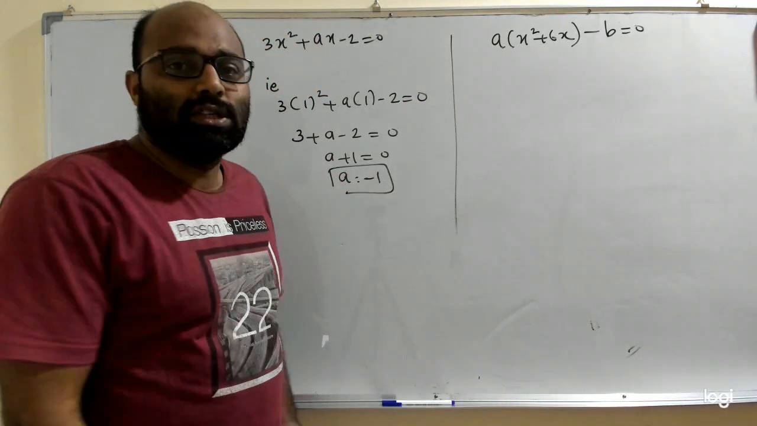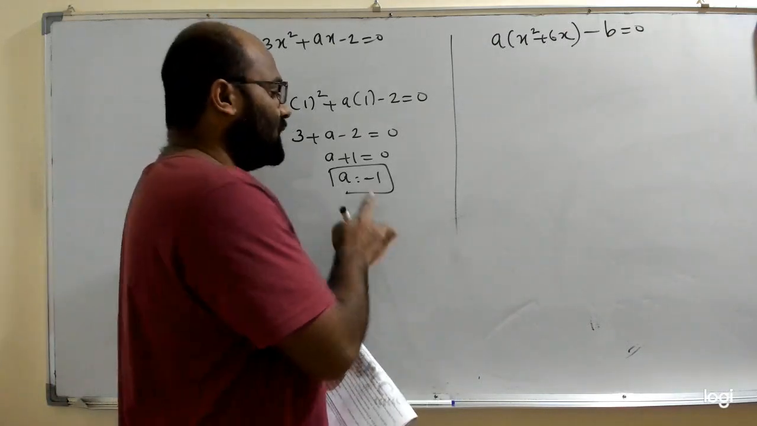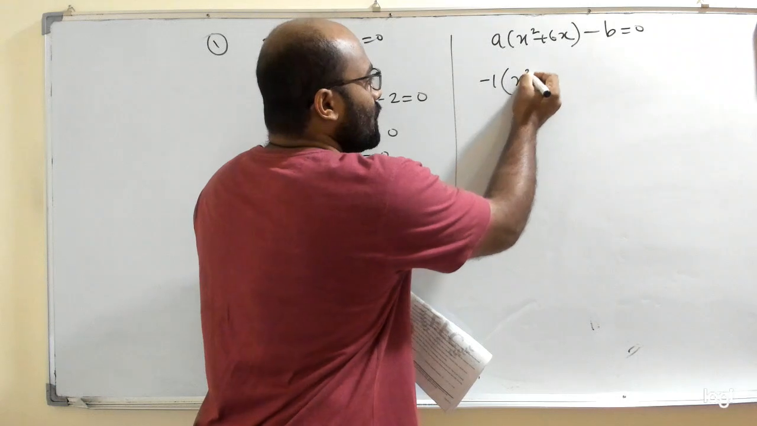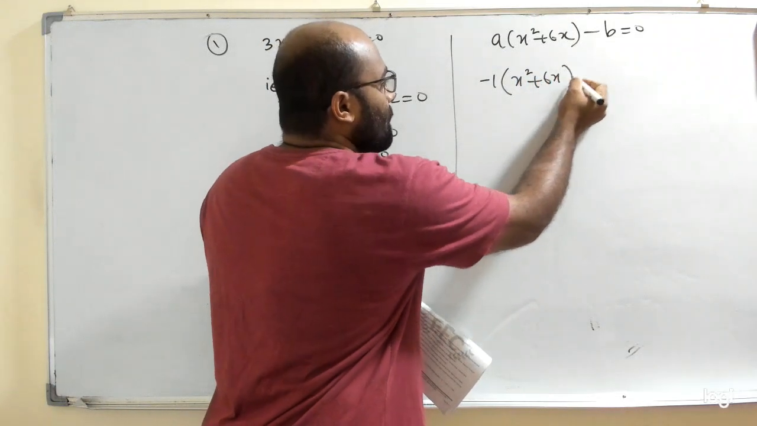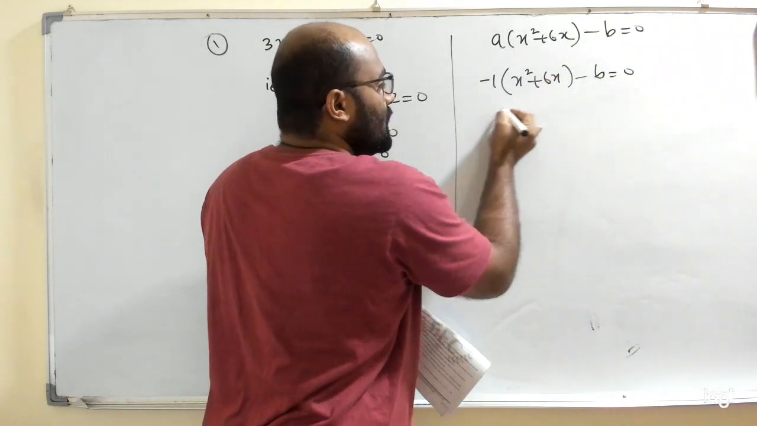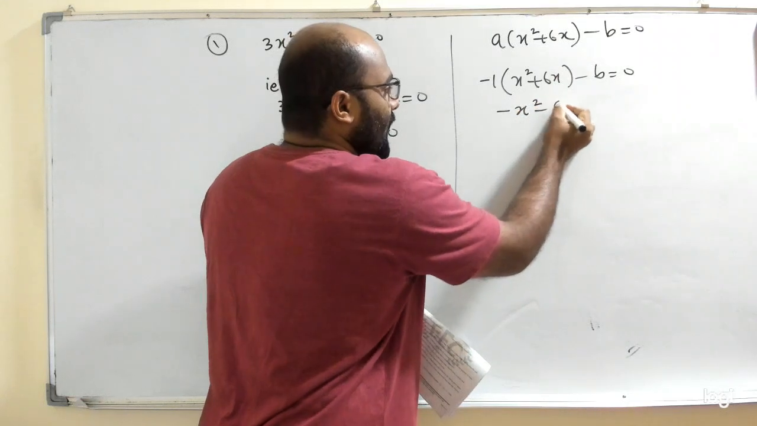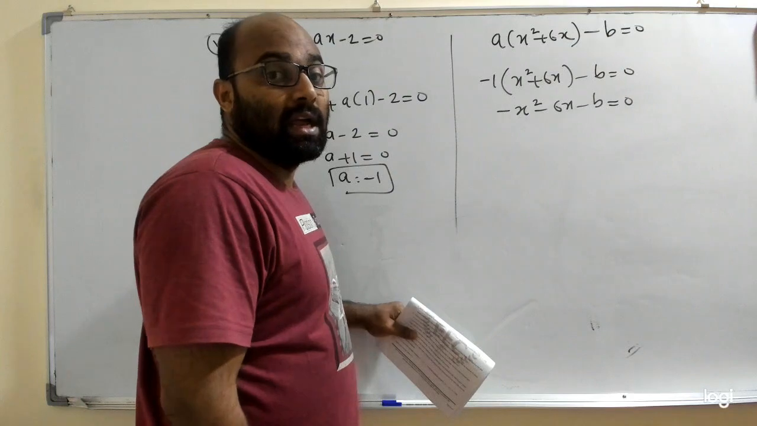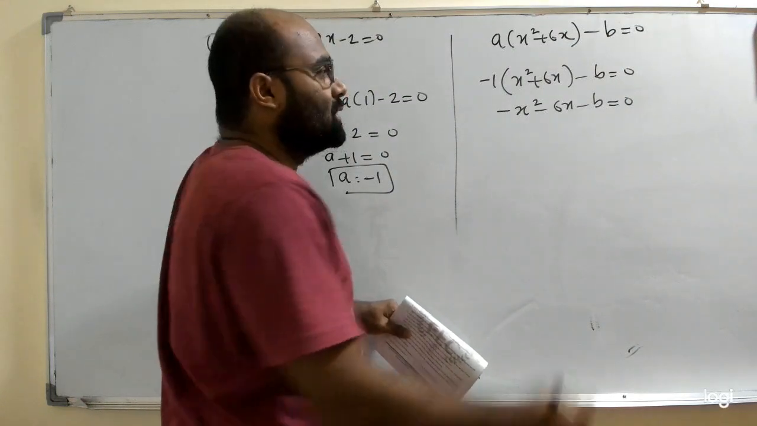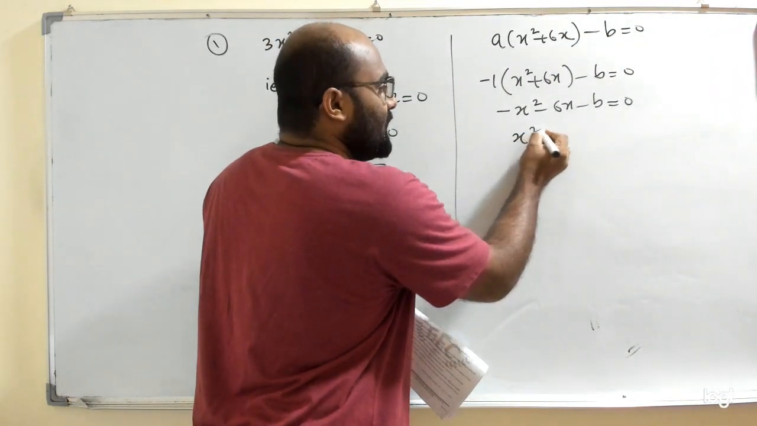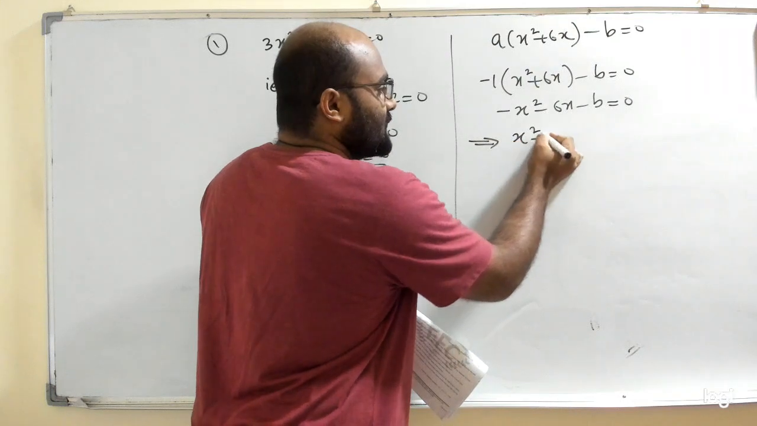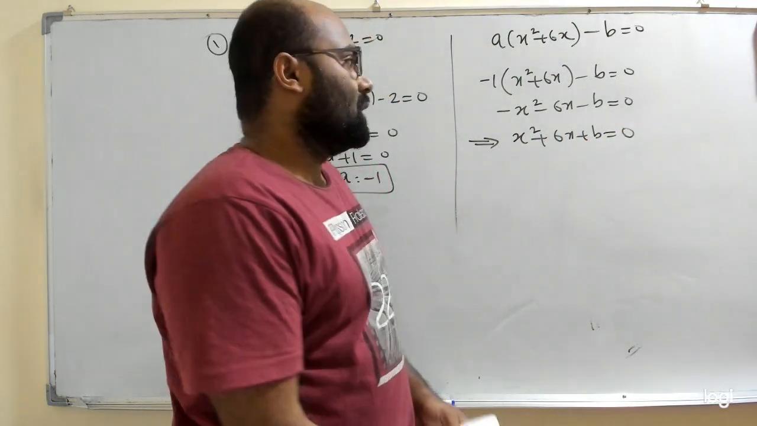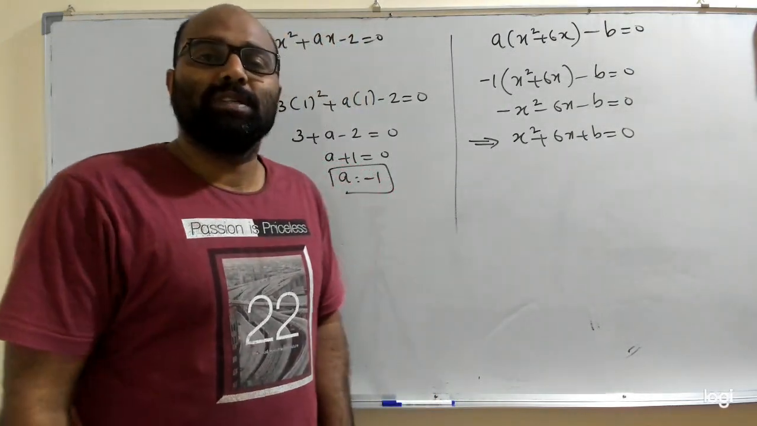Therefore, second equation becomes what? A is how much? Minus 1. So, minus 1 into x square plus 6x minus b equal to 0. This can be written like this. If you want, you can multiply throughout by negative 1. So, it can be written as x square plus 6x plus b equal to 0.